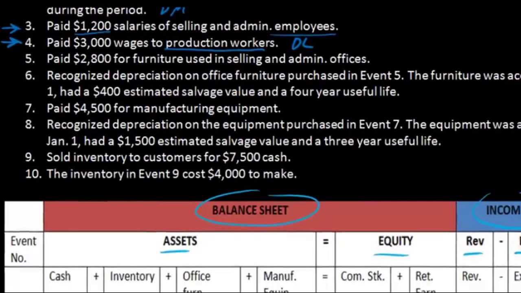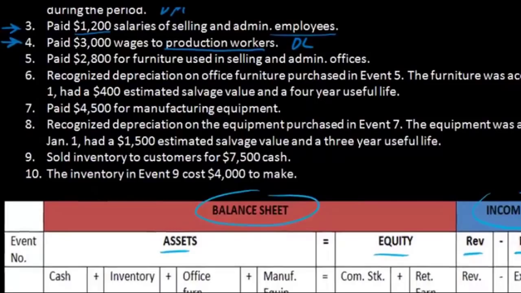Okay, transaction 4 says paid 3,000 wages to production workers. Now we're talking about production workers, and these are the people who are actually producing the product. So this is direct labor. Now we notice how this is handled very differently when we have direct labor. This is a production cost.